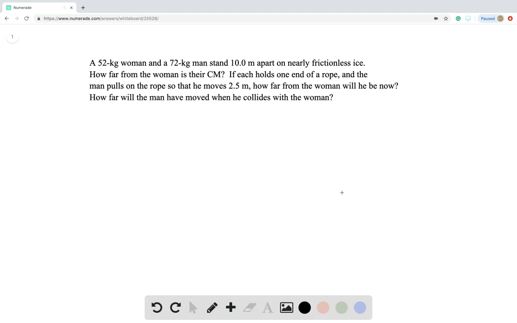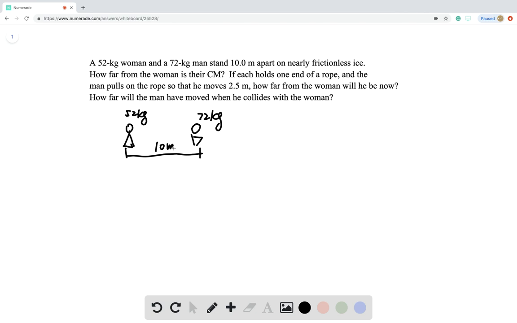In this question, we have a woman of 52 kilograms and a man of 72 kilograms, and they're standing 10 meters apart on the ice. Because it's frictionless ice, this is an isolated system. The center of mass position will not change. So firstly, we ask how far from the woman is their center of mass.